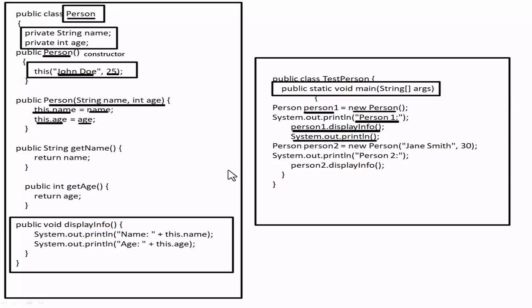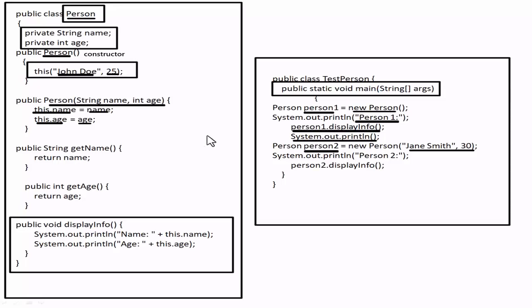Next we are going to call person2. Person2 has two arguments. Here we are passing Jane Smith and age is 30. Which constructor is it calling? The first person gives John Doe, 25. The first constructor doesn't have any arguments. The second one is going to have two parameters, name and age. So it is called a parameterized constructor.